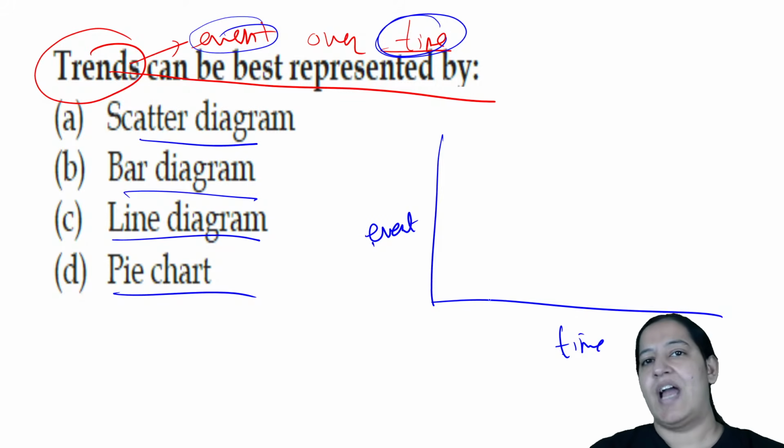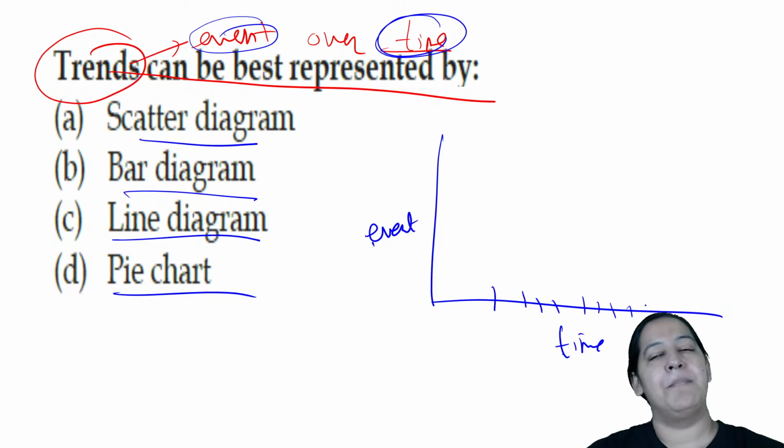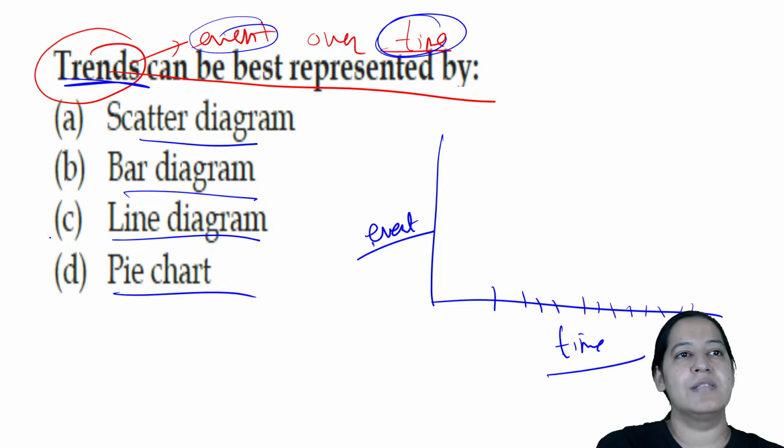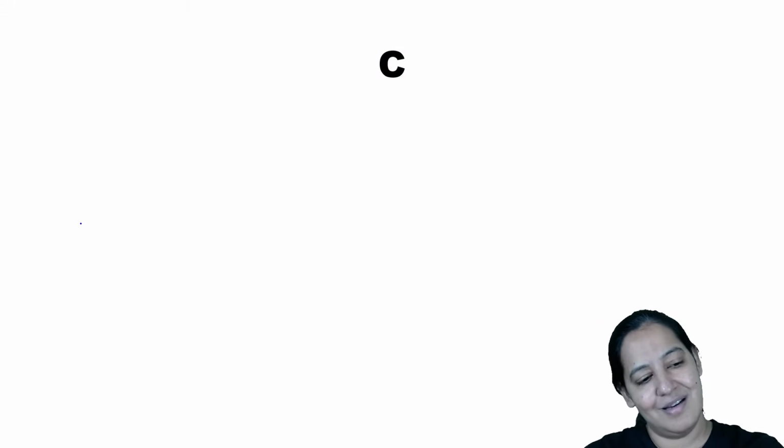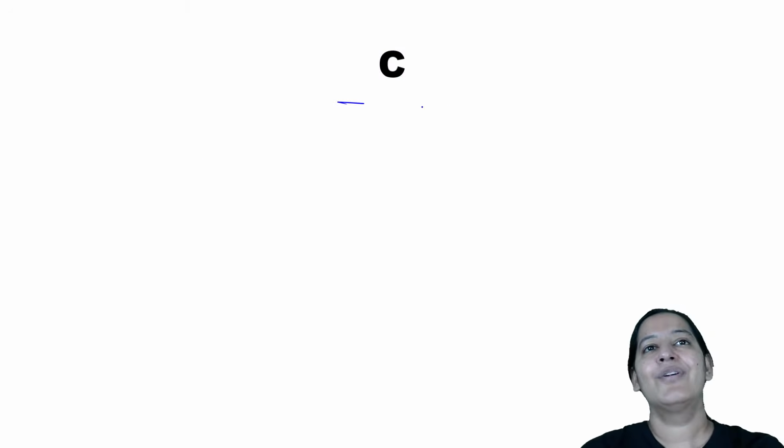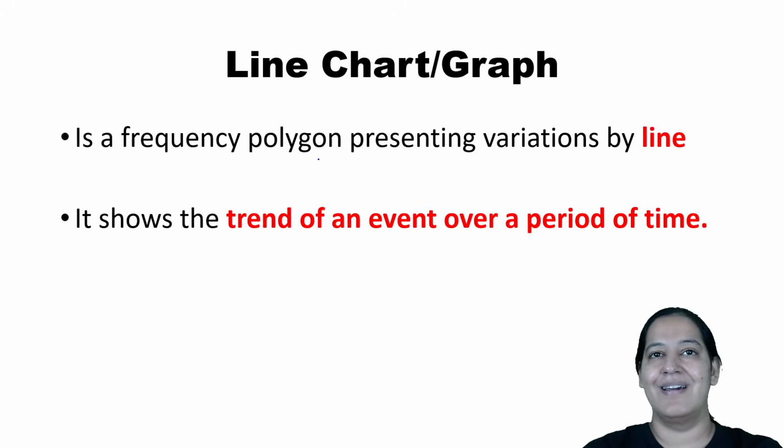So event over time, time can be second, minute, month, year, week, can be anything. If you are representing your event over time, you are representing the trend, and it is known as line diagrams. The correct answer here is C. You all are correct. Very good. The correct answer here is C.